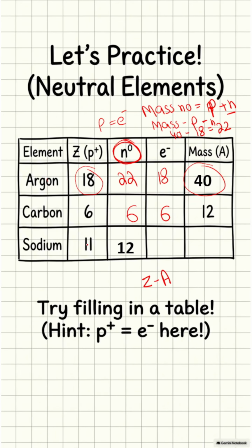Sodium having a number of protons 11 and the number of neutrons 12. We need to find the number of electrons and the mass number. Here you can see it is also neutral, so if there are 11 protons, then there are 11 electrons, but you need to calculate the value of the mass number. How will you calculate the value of the mass number?